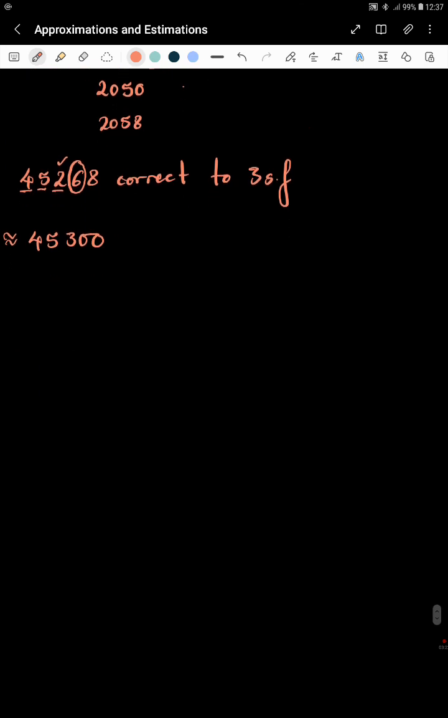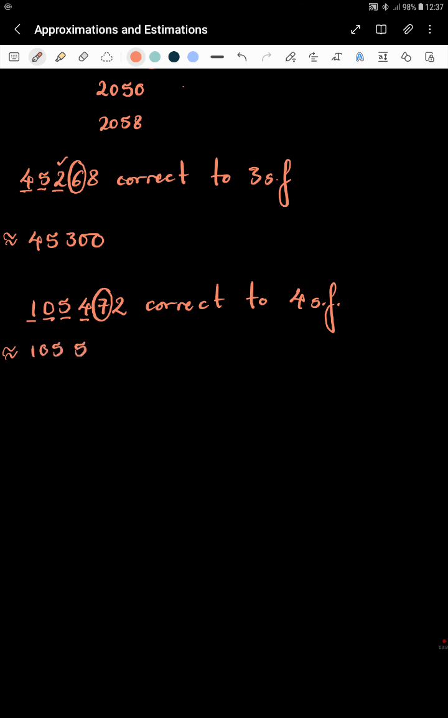Okay, so I'm going to look at another example. Let's say we have 105,472. You are asked to write it correct to 4 significant figures. So you count your digits 1, 2, 3, 4, and then you look at the next number, which means you're rounding up, so your answer becomes 105,500 to 4 significant figures.